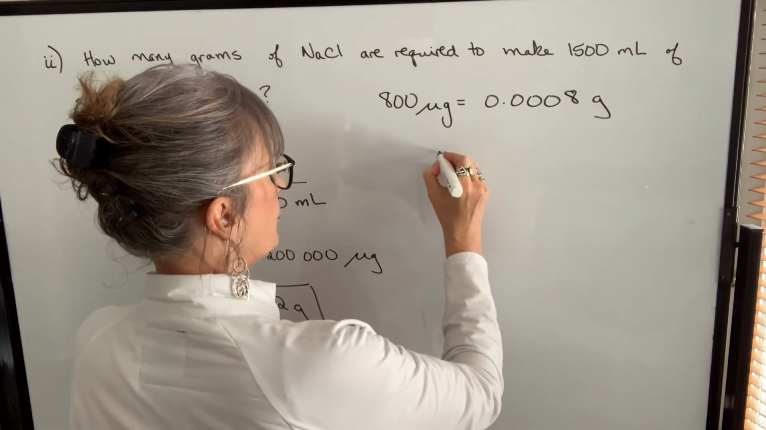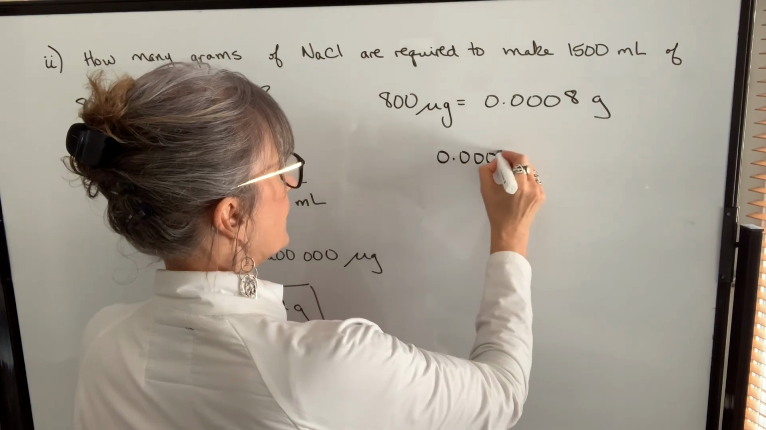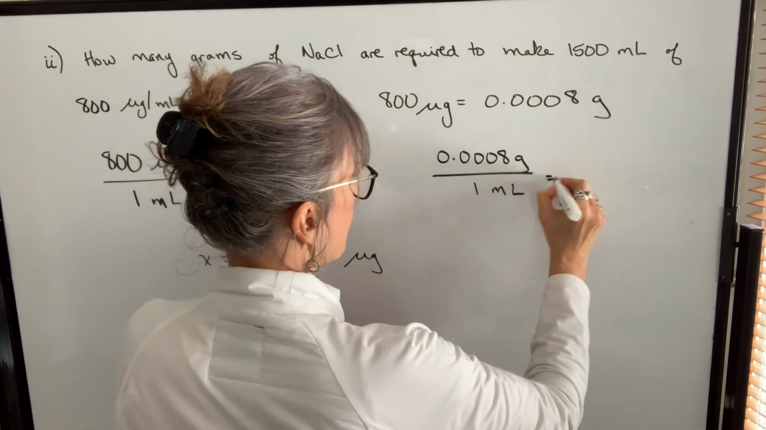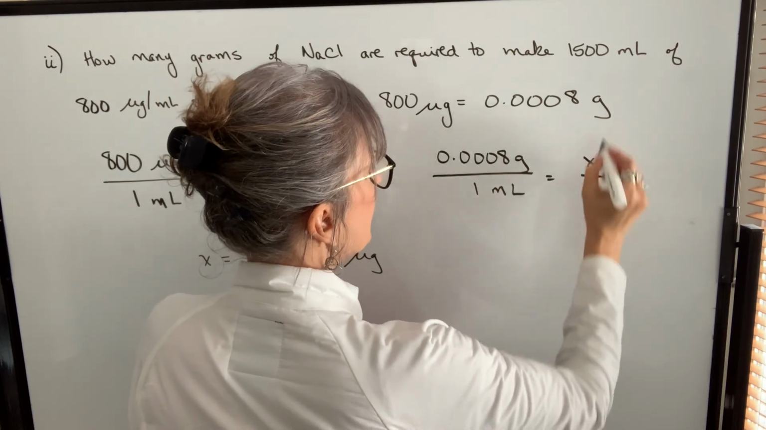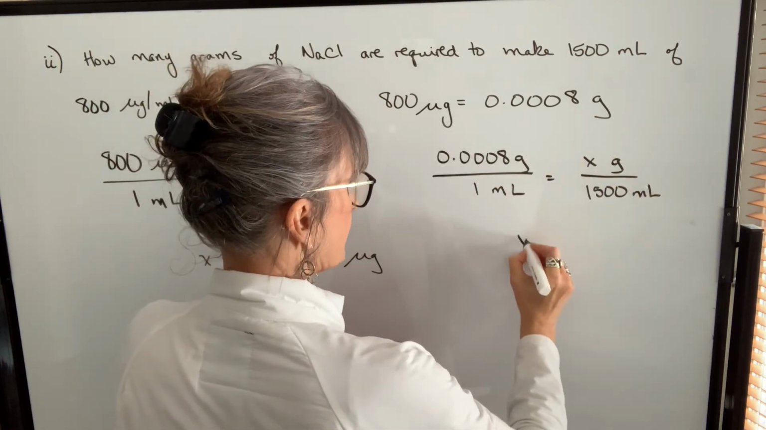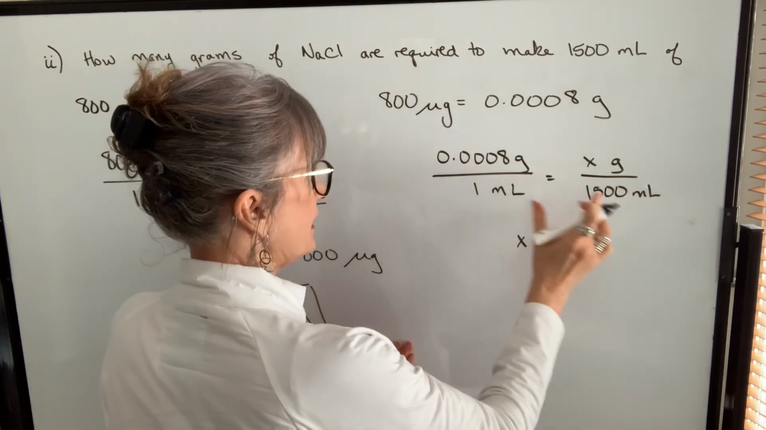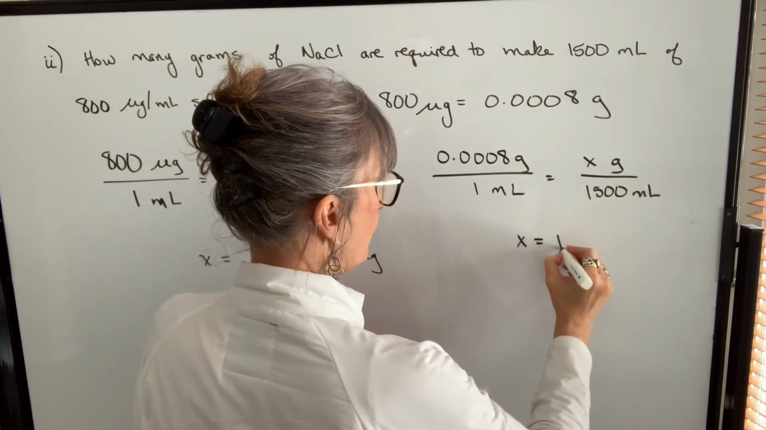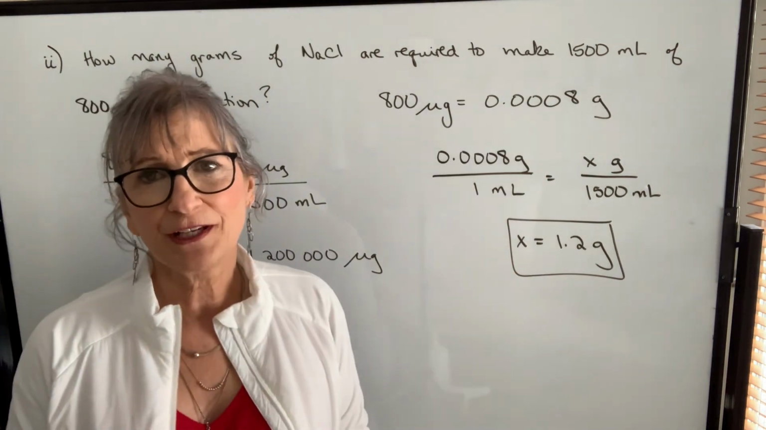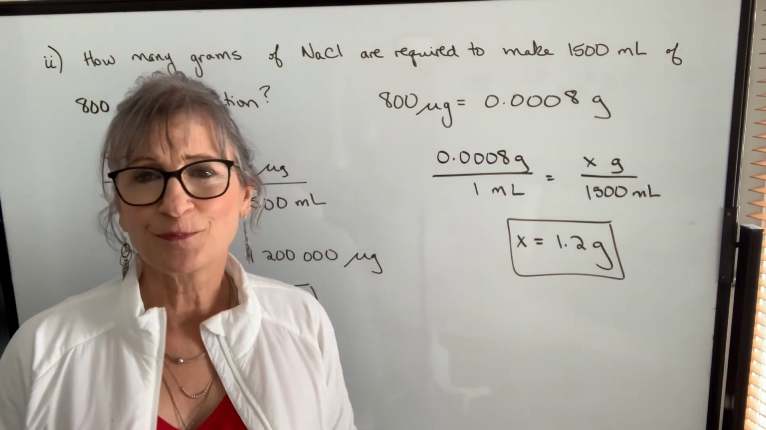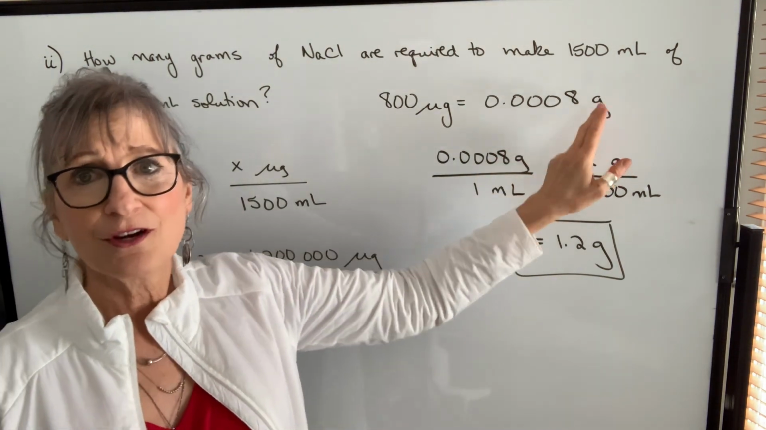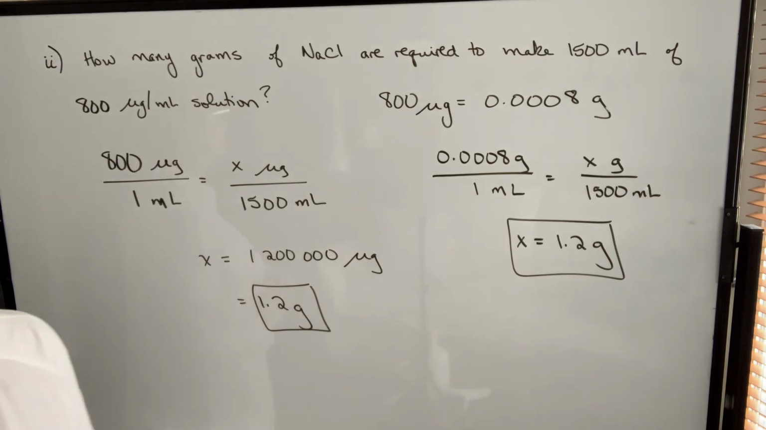So I set up my proportion. It's 0.0008 grams in 1 milliliter. So I want to know how many grams in 1,500 milliliters. 1 times x is x. 0.0008 times 1,500 will equal 1.2. You get the same result either way, so it's up to you what you prefer. Either change to the appropriate mass unit to start, or change after.